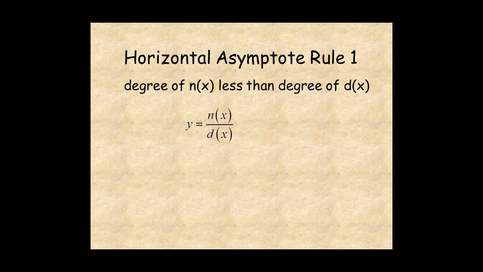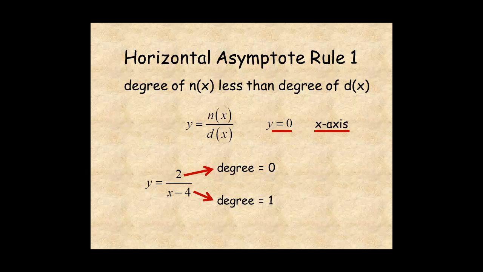Now back to rational functions. The first rule for horizontal asymptotes says if the degree of the numerator is less than the degree of the denominator, the HA is the horizontal line y equals 0, the x-axis. For example, for this rational function, the numerator is degree 0, and that's less than the denominator, which is degree 1. So the HA is y equals 0.